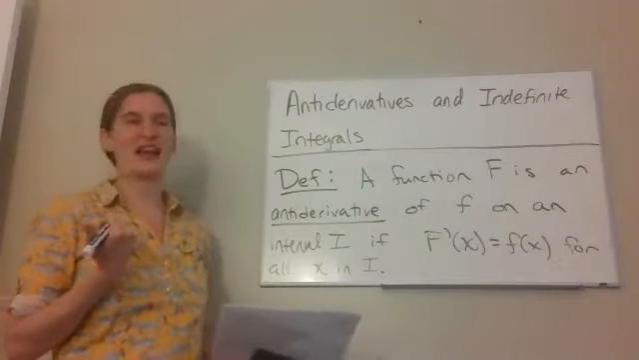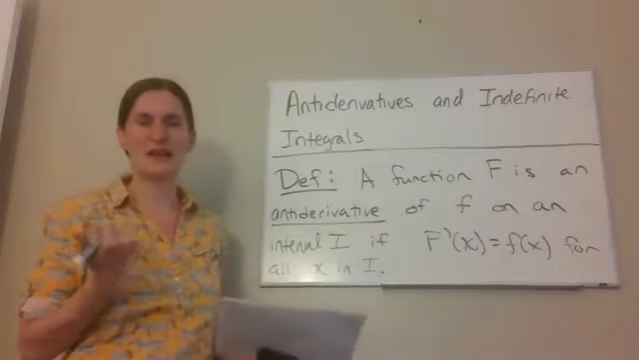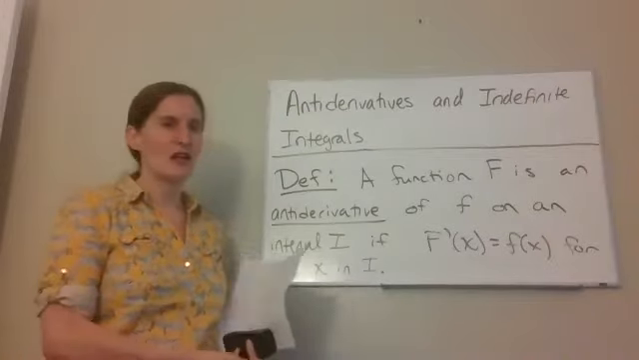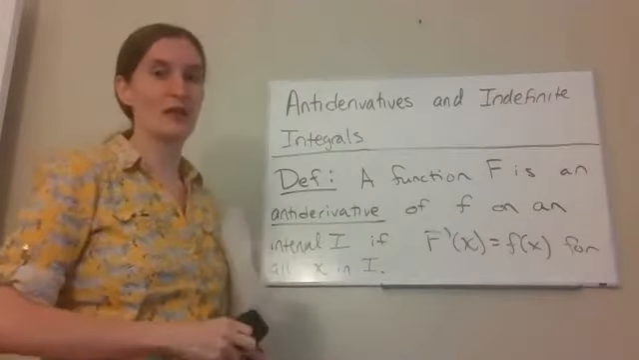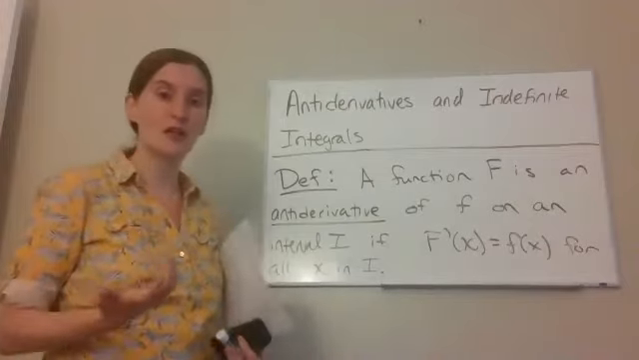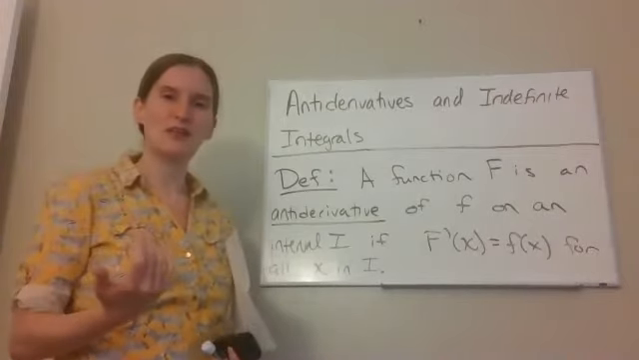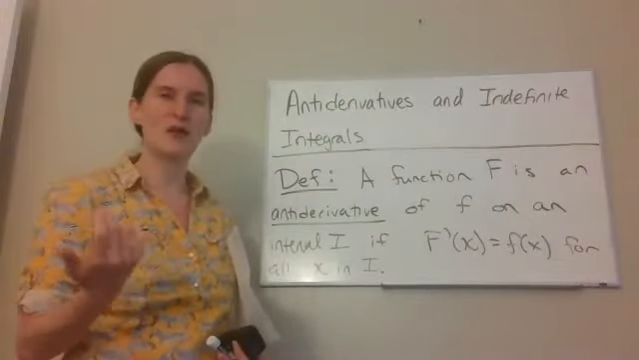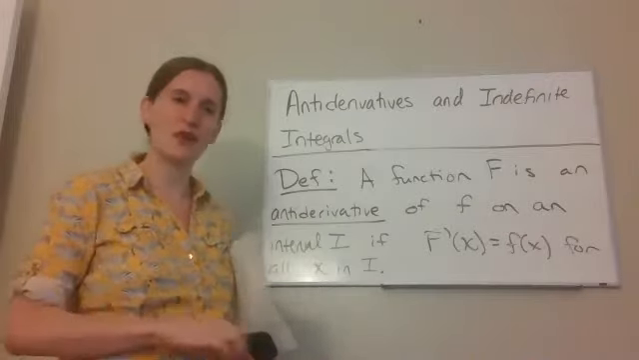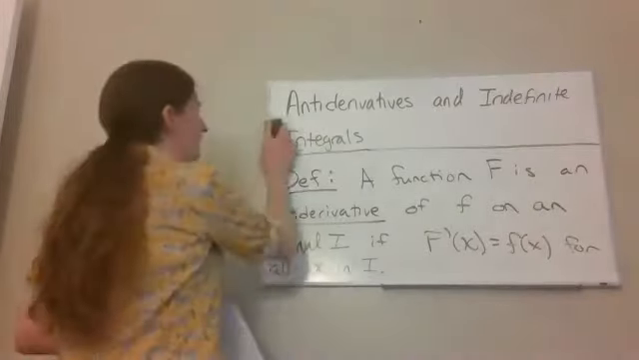Basically, we're just saying an antiderivative is the opposite of a derivative. So instead of having a function and needing to find its derivative, we're going to be given a derivative and we need to find what function this derivative came from. So let's do an example.